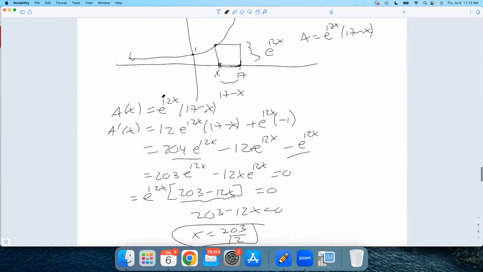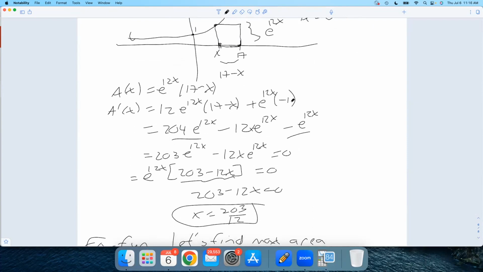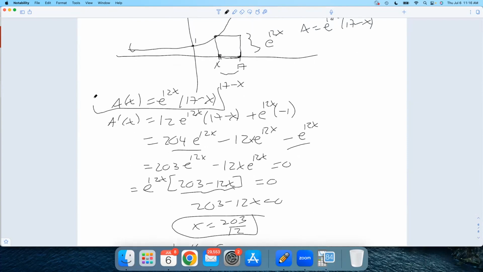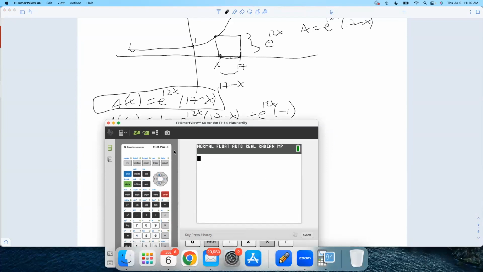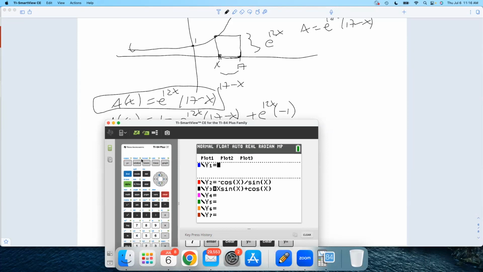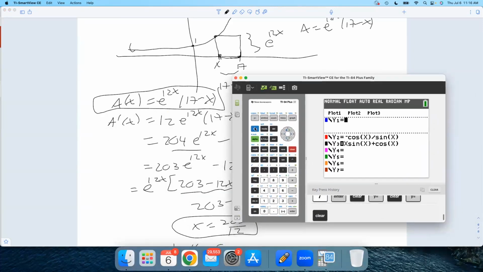So we're just going to plug that back in here. And like here, I'll do it in a calculator. So that was my area function. Now, I think I've shown you this before, but I'm going to show you a shortcut. If you had to plug in a whole bunch of different values here, you can go into y equals, let's clear this out, type in your function. So I want e to the 12x times 17 minus x.